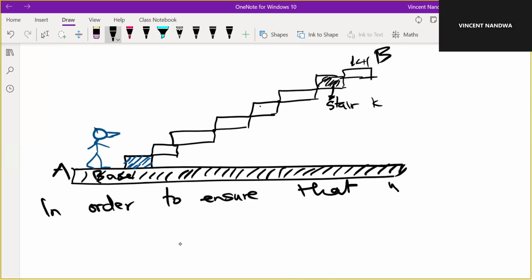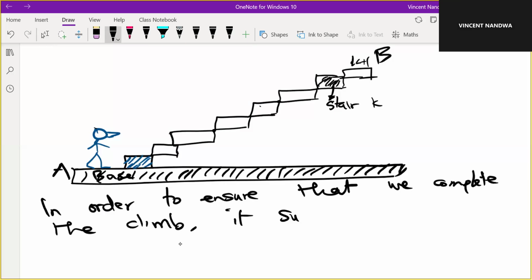So then we can say from this diagram, in order to ensure that we complete the staircase, complete the climb, it is sufficient to ensure the following.